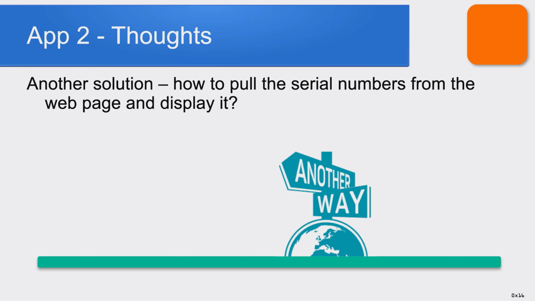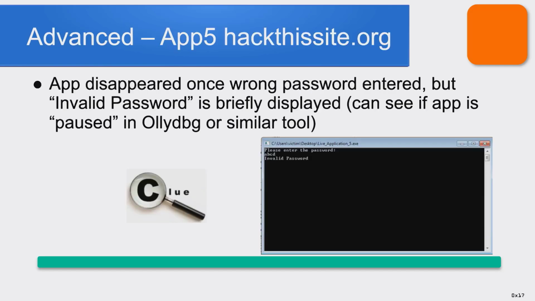Now, here are some thoughts. Again, how do you pull the serial numbers from the web page and display it? I don't even want to have to go to that web page. I don't want to have to use Wireshark. I don't want to have to do any of that. How do you recreate the application so that it goes to the web page and says, here you go, here are the serial numbers that you can use, on the display? So it's just another way of doing things.